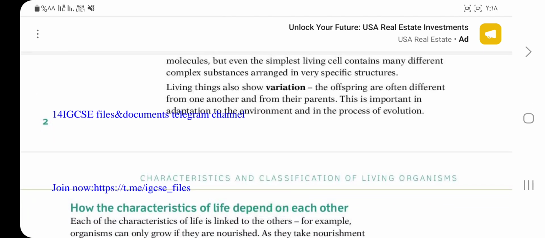Another thing you should know is that living things also have variation. What's variation? The offspring are often different from one another and from their parents. This is important in adaptation to the environment and in the process of evolution.